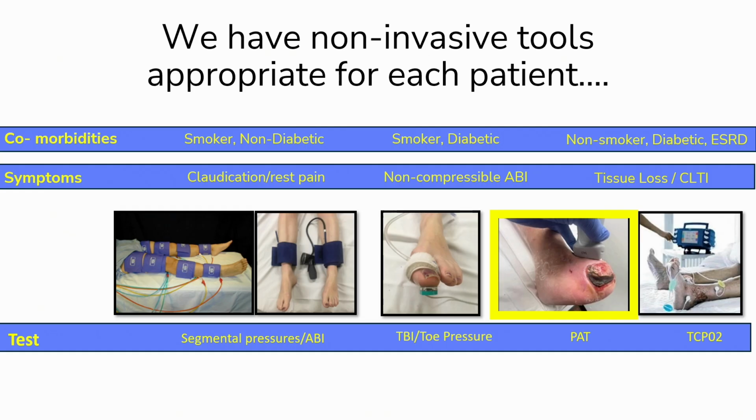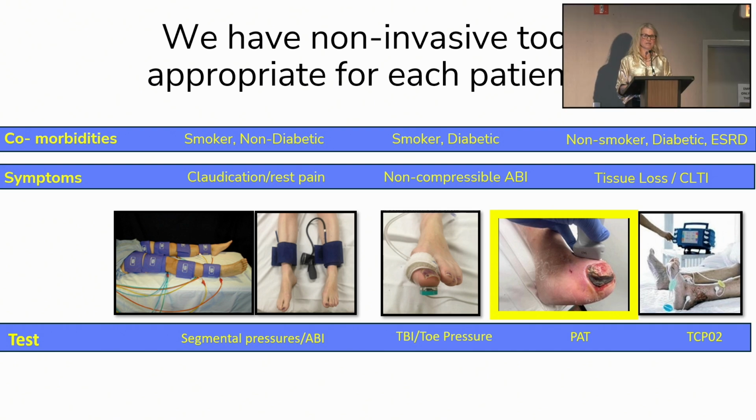And we have a plethora of non-invasive tests that we've had for decades, and they've served us well, I think, in the smoking population. And now that we see the increase of diabetes, we need a new way to evaluate foot perfusion. So I'm going to talk about a new test called pedal acceleration time, or PAT. And you can see highlighted in yellow here that this can be a valuable test.